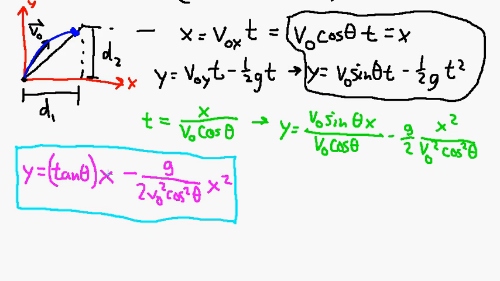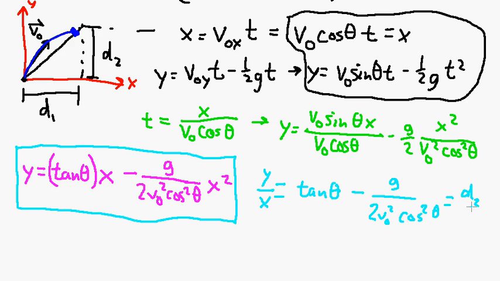So this equation is a totally legit equation for solving this problem, because what it does is it takes time out. So now you've just got y and x relating to each other. And the beautiful part is that y over x has to equal d2 over d1. So you divide it all by x: tan theta minus g over 2 v naught squared cosine squared theta times x equals d2 over d1. This ends up not being terribly different from the other way, but it's a different way to get there.